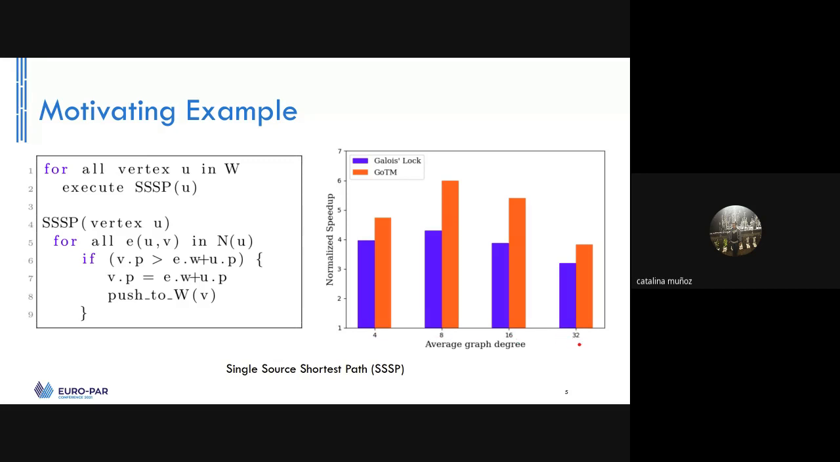Now remember that the degree of a vertex is the number of incoming or outgoing edges, right? So we test for different average degrees of the graph, and we find that for a lot of the cases, we have at least some kind of improvement over Galois. This speedup is normalized with the sequential execution as the baseline.